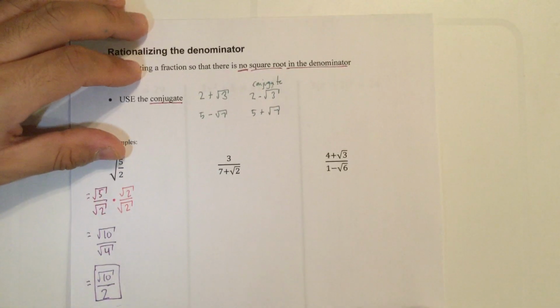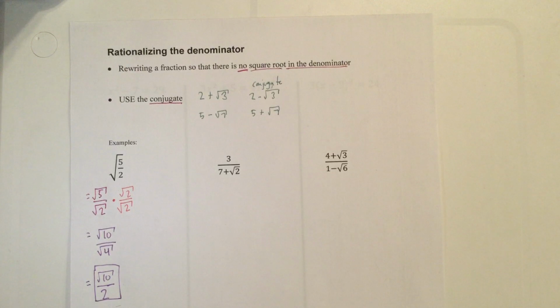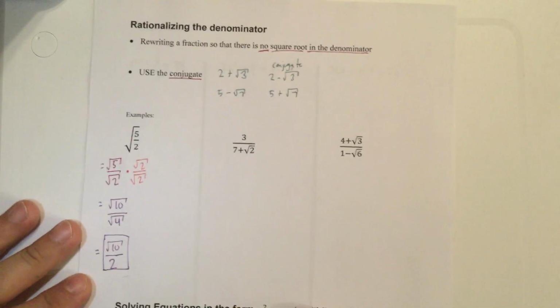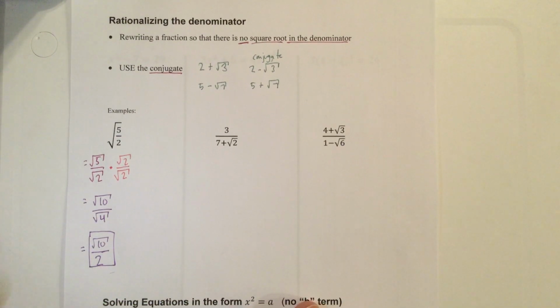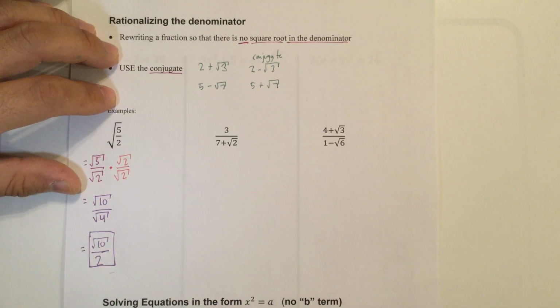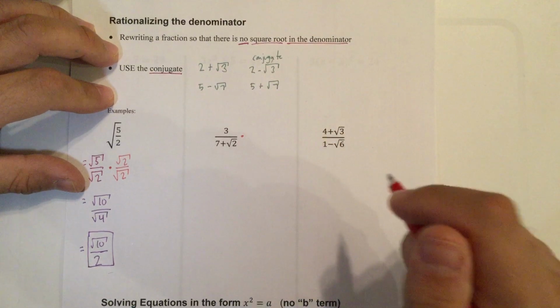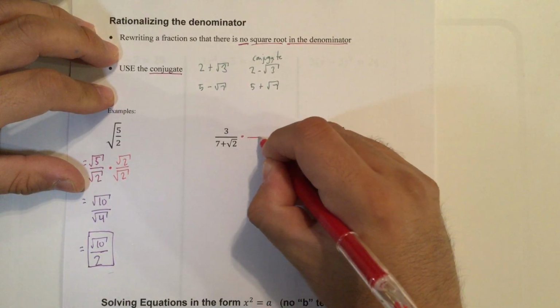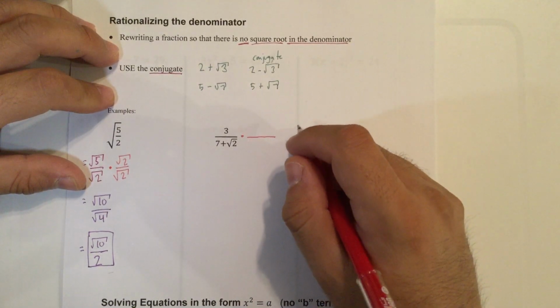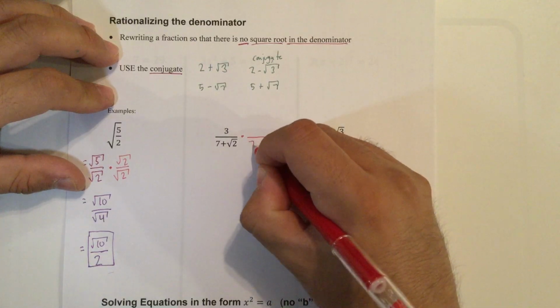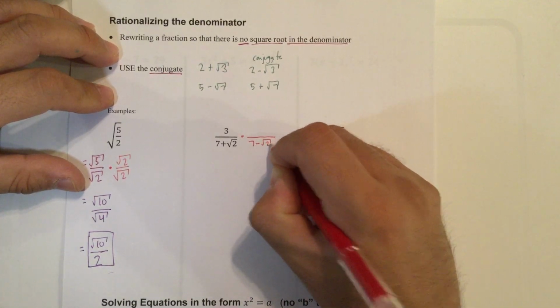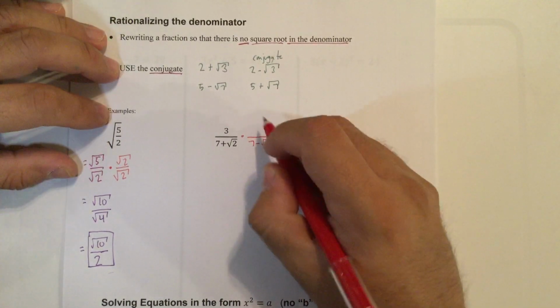And what that does is when you FOIL it out, which is what we're going to do, you'll notice that the two middle terms cancel, and then when we simplify it, there is no radical in the denominator. If there's a radical in the numerator, that's fine. We're just mainly focused on the denominator. All right, so if you look at this one right here, in the denominator, we have 7 plus the square root of 2. So the conjugate would be 7 minus the square root of 2. And just like before, we multiply that to the top and the bottom.